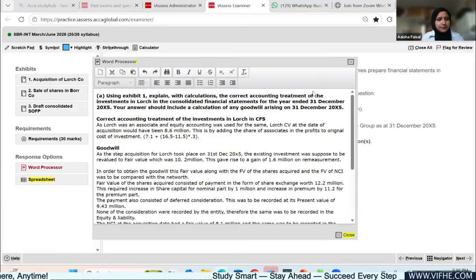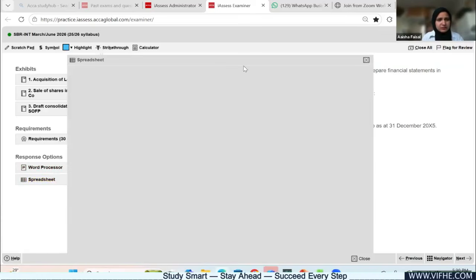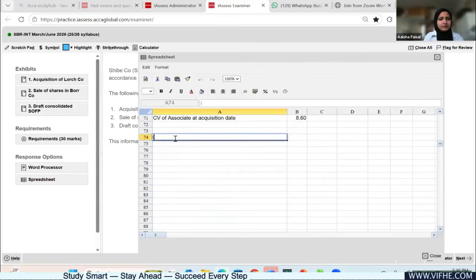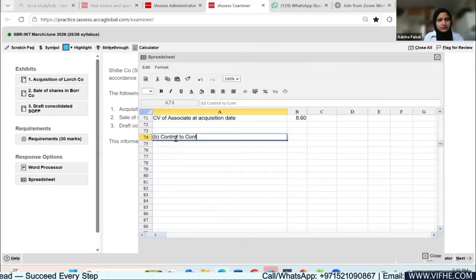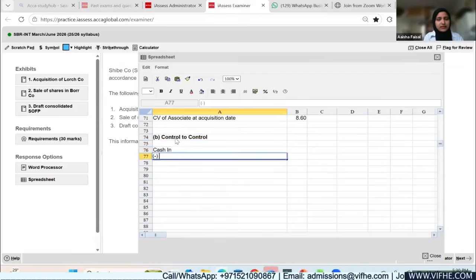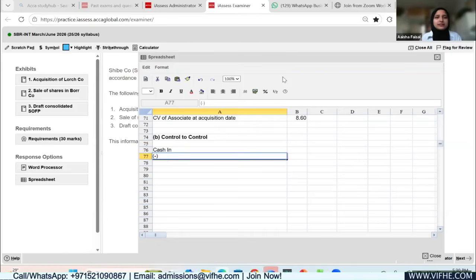So let me go to my spreadsheet. I'll use the spreadsheet. I'll do a requirement. And this is a control to control situation. So cash in, deduct, compare it with the decrease. No, not decrease. If cash is coming in and you're selling 5% of shares, will it be an increase in NCI or a decrease in NCI? Quickly in the chat box, guys. It's going to be an increase in NCI.